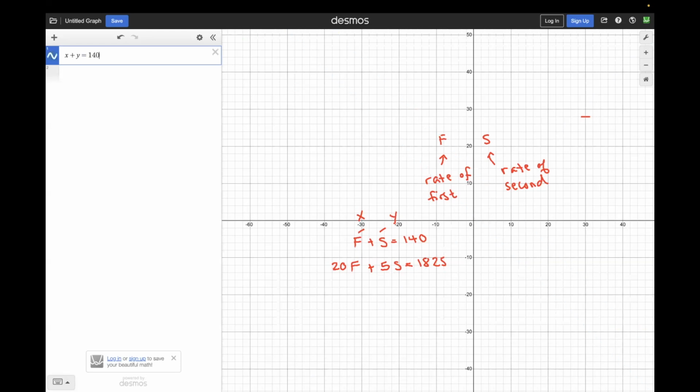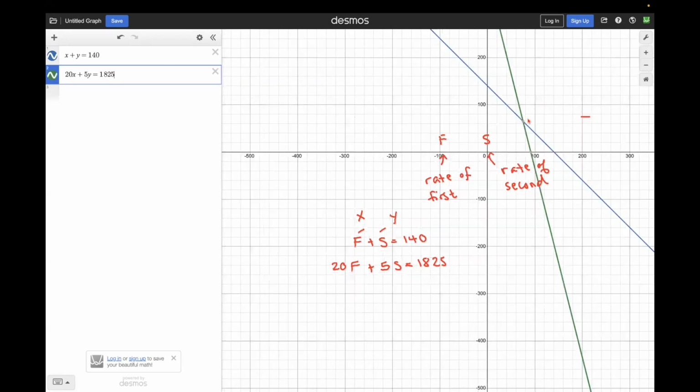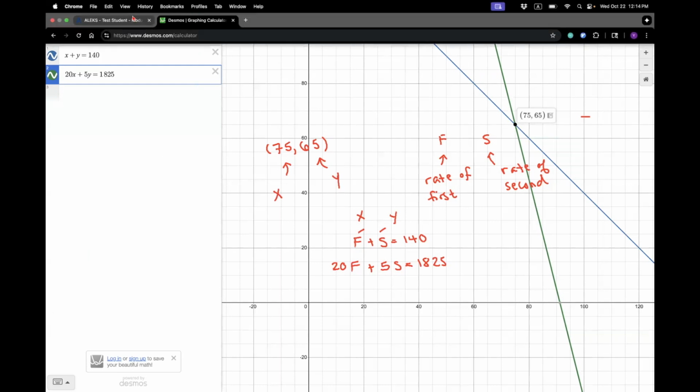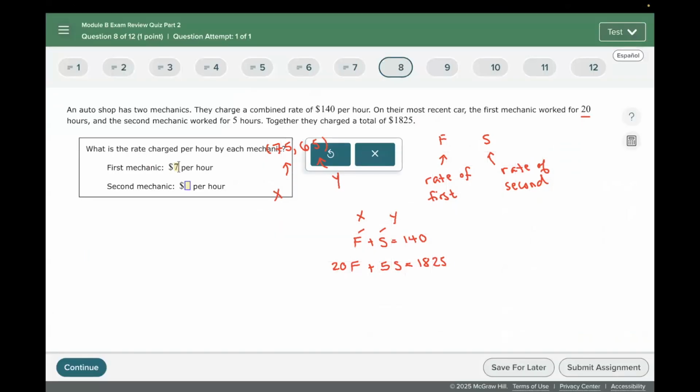But all right, x plus y equals 140. And then 20x plus 5y equals 1825. And we're going to have to zoom out quite a bit. Not too much, actually. All right, so we have here 75, 65. So remember, this is x, which we said was F. 65 we said was y. So first mechanic charges $75 per hour. Second mechanic charges $65 per hour. All right, very good. Let's keep going.